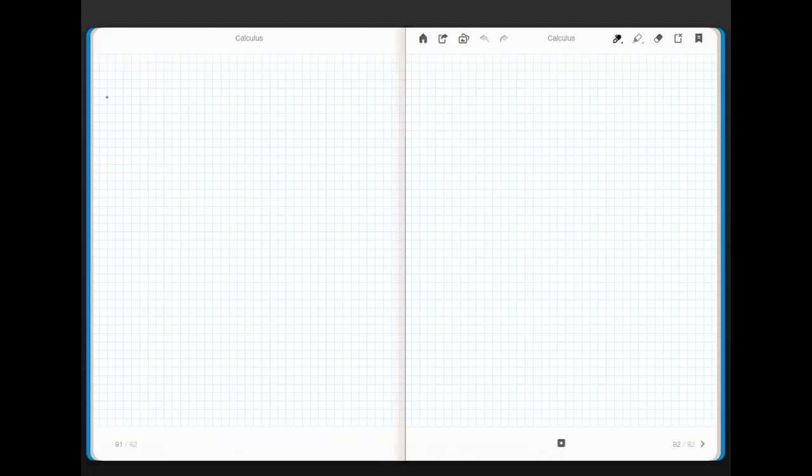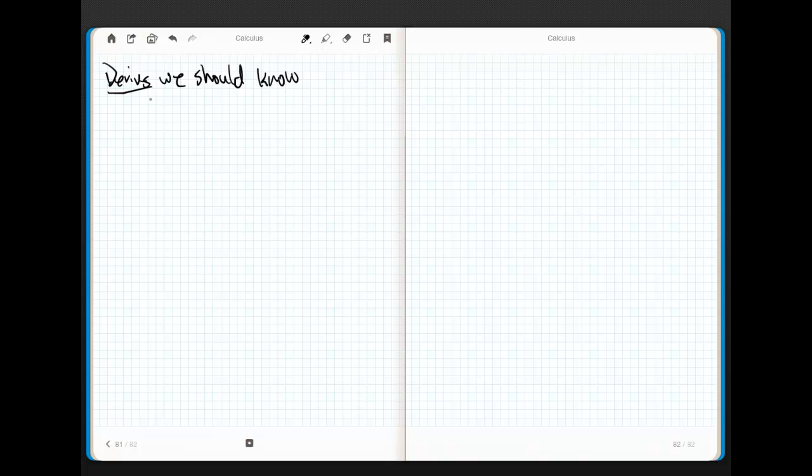Let me show you another utility. Now think about this. What are the derivatives that we have had to memorize so far? All right, so let's see, derivatives, and I remember we should know, right? Okay, we know. What do we know? Oh, sorry guys, looks like I crossed it out.